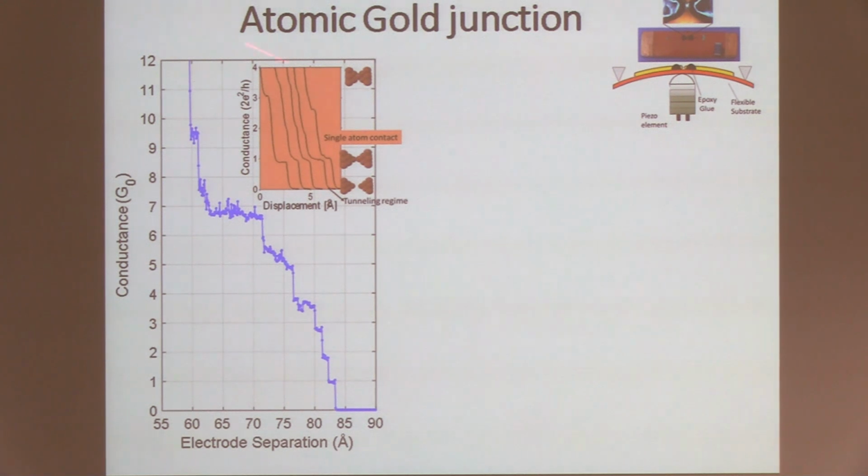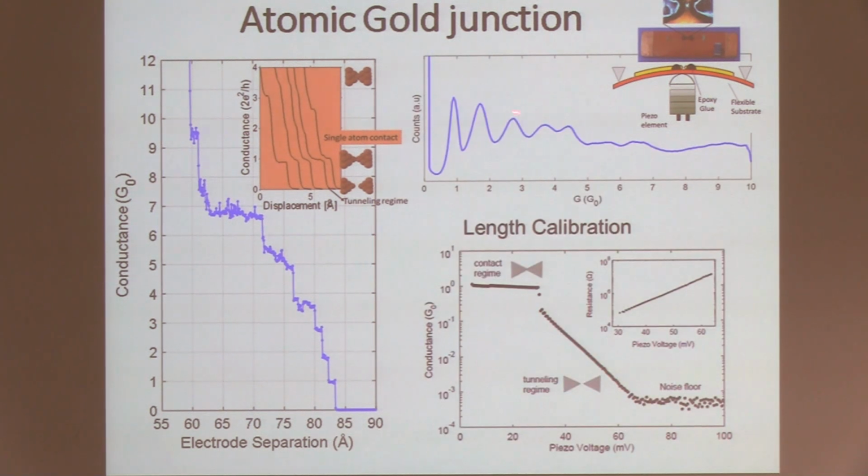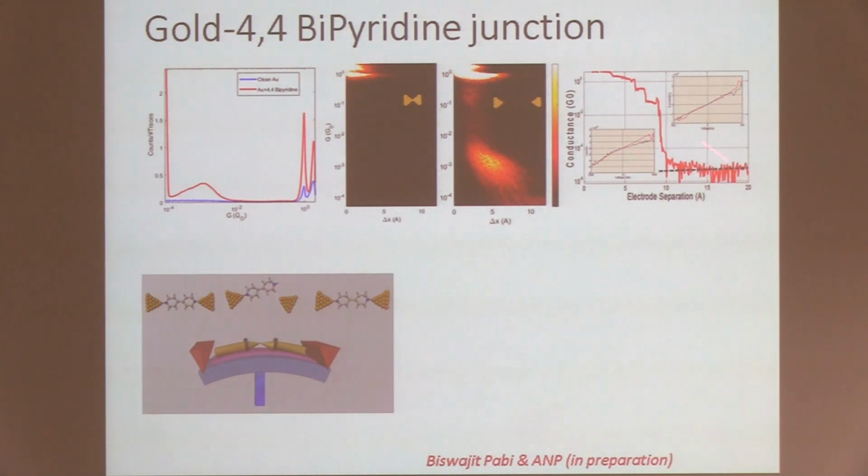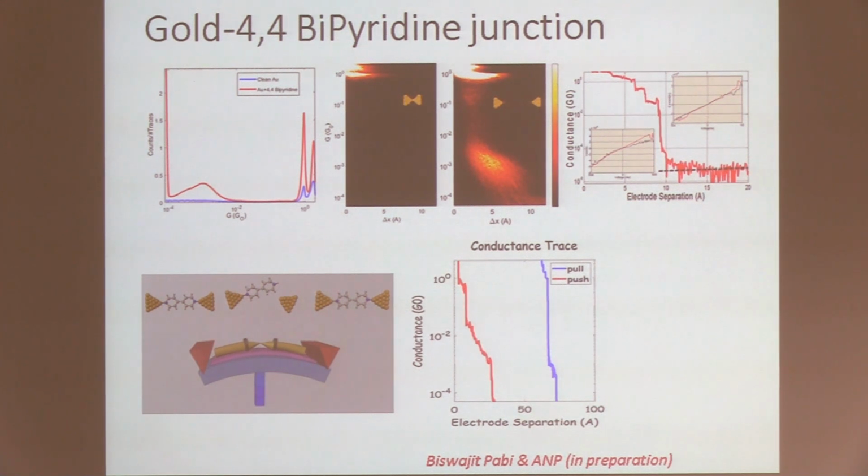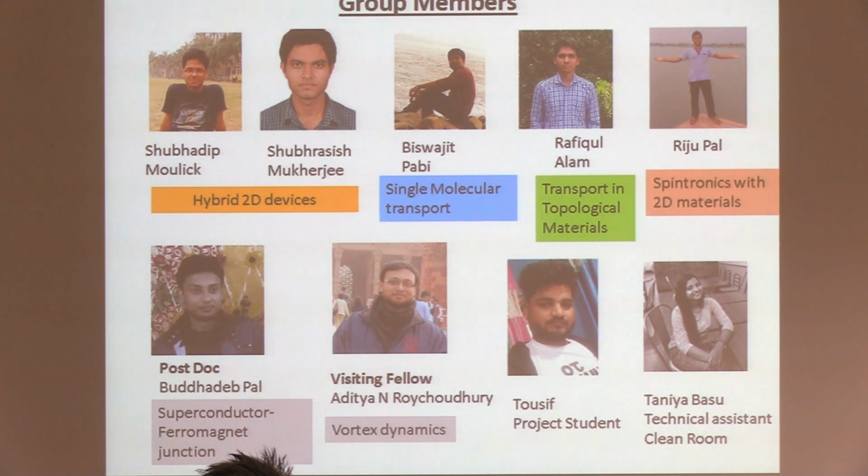This is the gold junction, where you can see almost 20 plateaus at room temperature, and this is the histogram of gold at room temperature. And this is one of the experiments on a gold bipyridine junction, where you expect the conductance to be 10 to the minus 3 G0. We are just preparing a manuscript on the possibilities of the breaking and making process of these 2 molecular junctions.